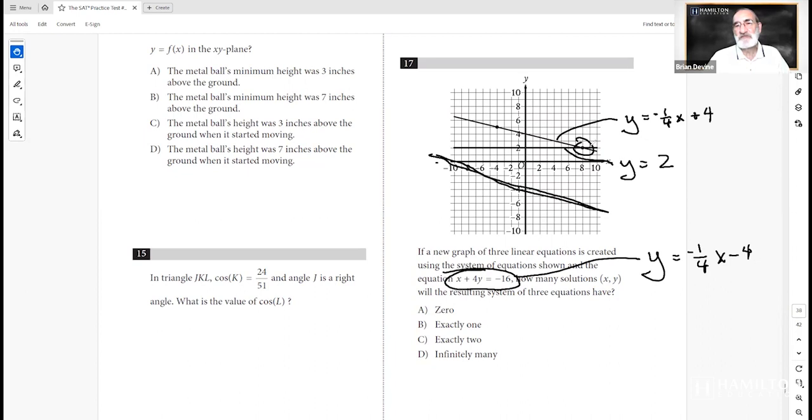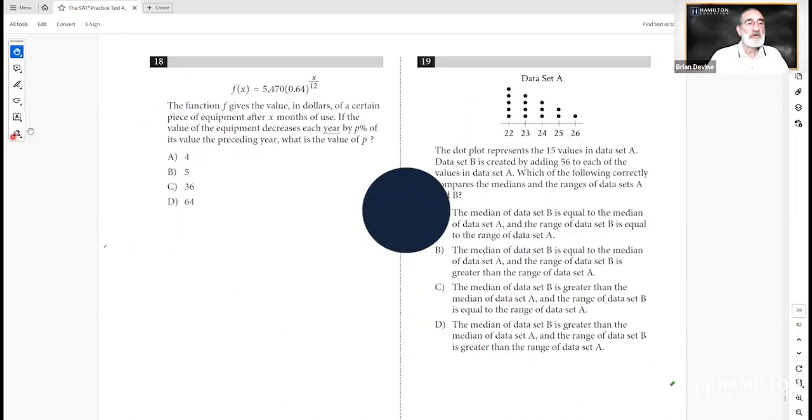It won't equal 2 when x is 8, because to be a system, we have to have all the lines in the system cross at the same point. So this would have no solutions as a result. So A is the correct answer.